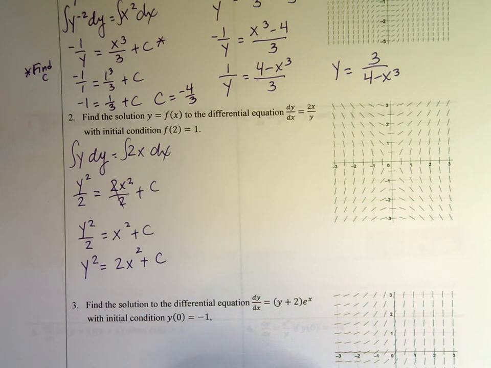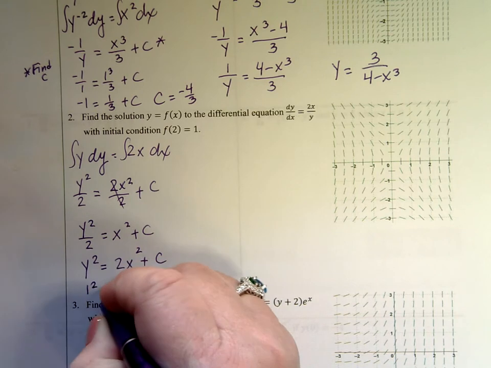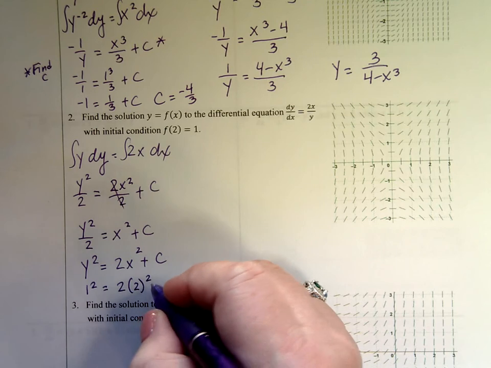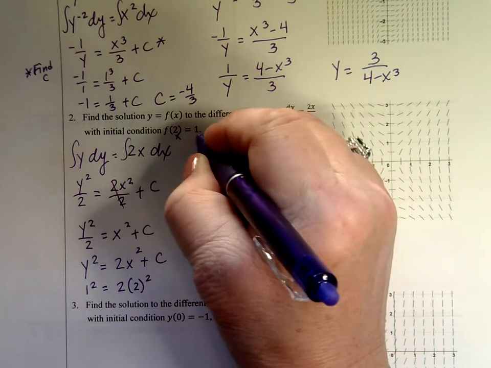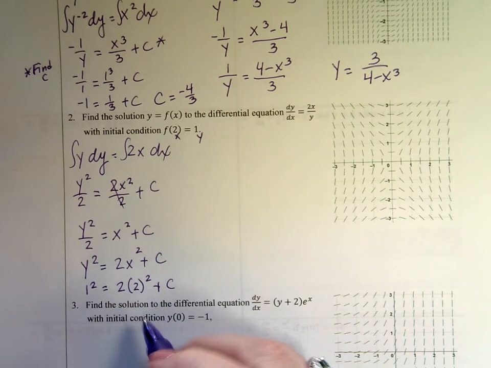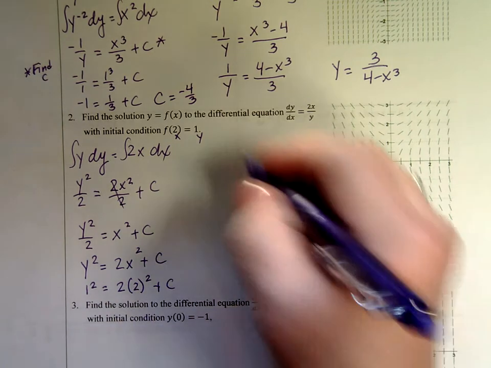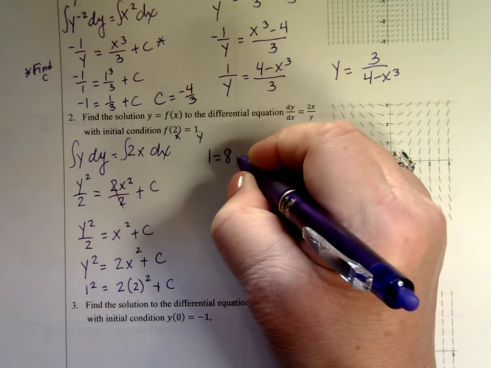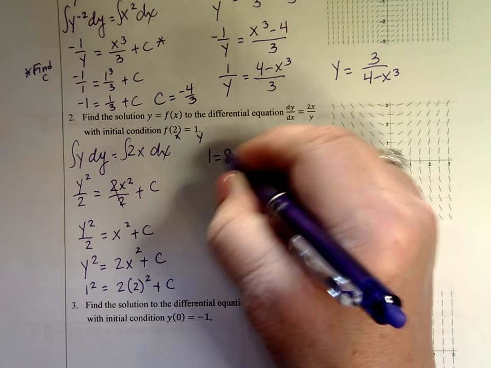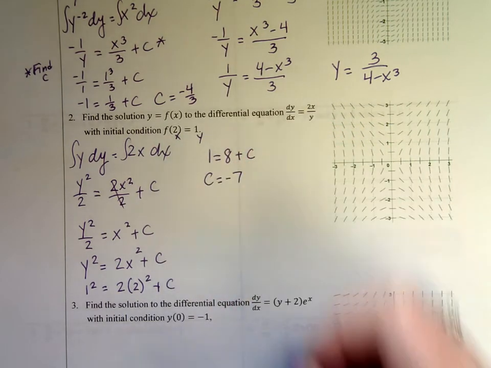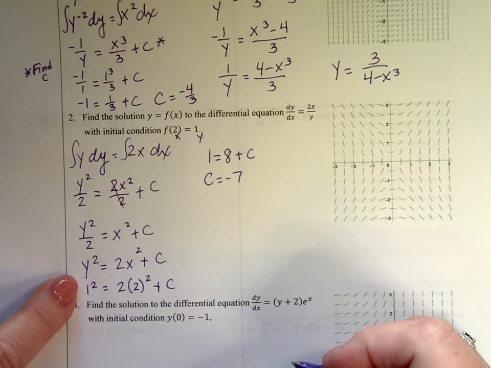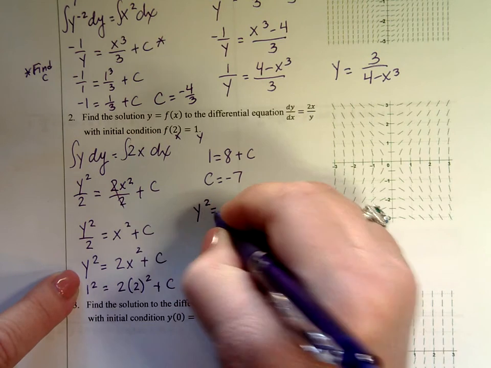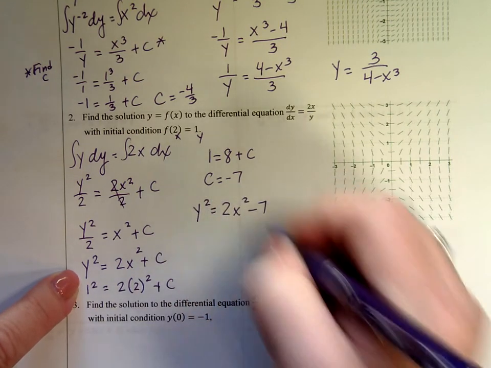Let's plug it in. Y is 1. 1 squared equals 2 times 2 squared, my x value. Remember, this is your x, this is your y, plus c. If I have 1 equals 2 squared times 2 is 8 plus c. Bring the 8 over, c is negative 7. So go back to your equation where you had left off. Y squared equals 2x squared minus 7. Put your c in.